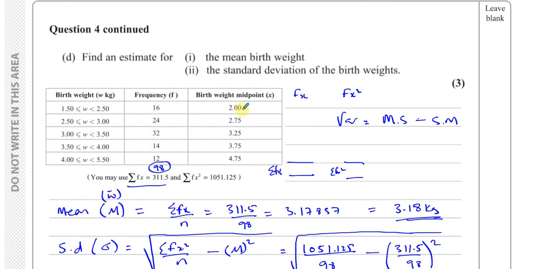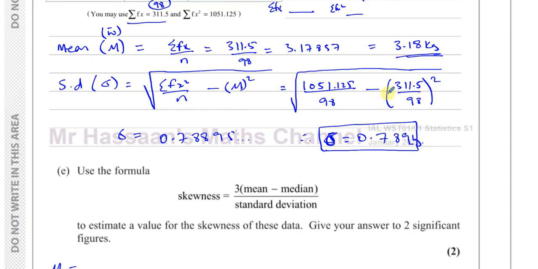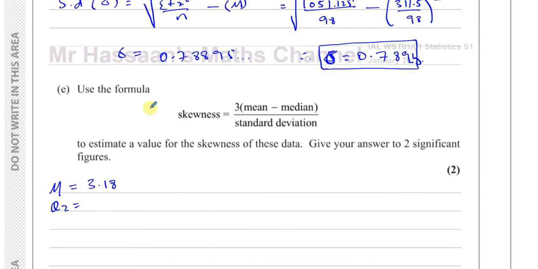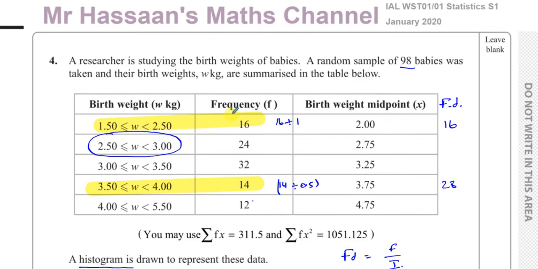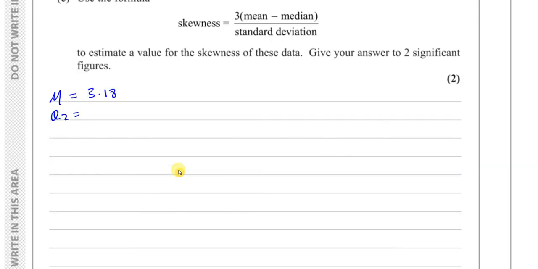That's part D done. Okay, now for part E, it says use the formula, skewness is 3 times the mean minus the median over the standard deviation, to estimate a value for the skewness of the data. So the mean, we found its estimated value to be 3.18. So I'll just use the rounded values here, 3.18. The median, Q2, I think that was already given to us in the last part of the question. The median, Q2, was 3.14. They gave it to us already. Okay, so 3.14 is the median.